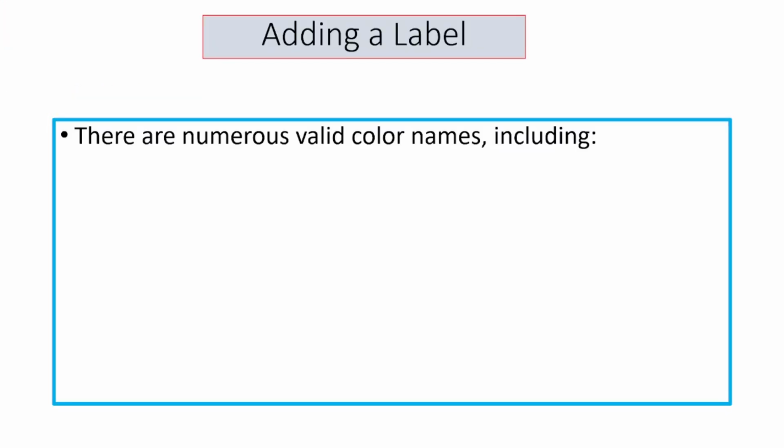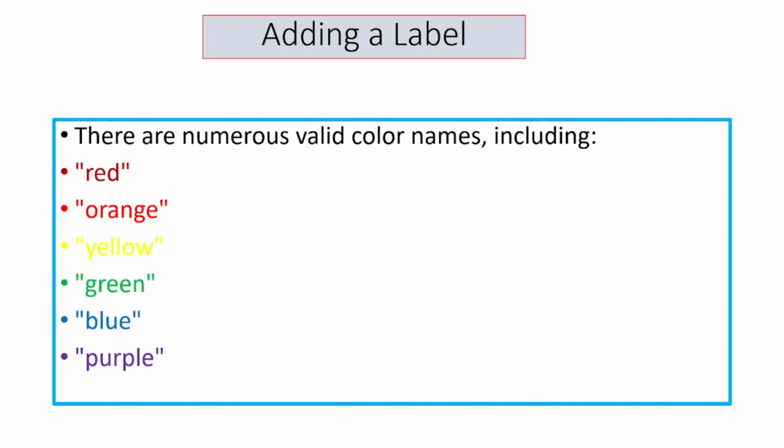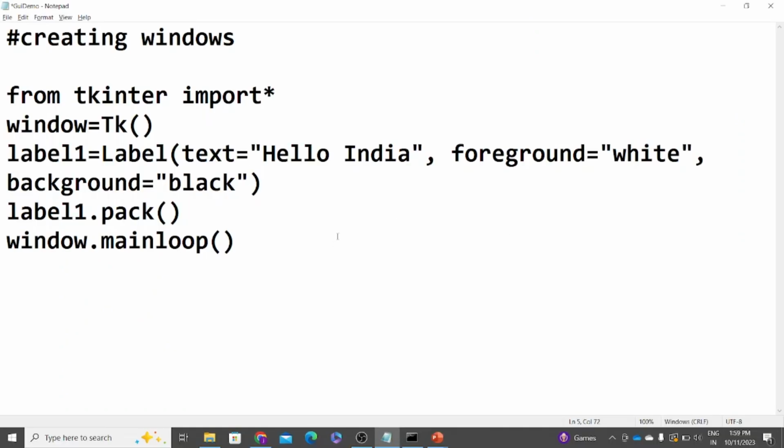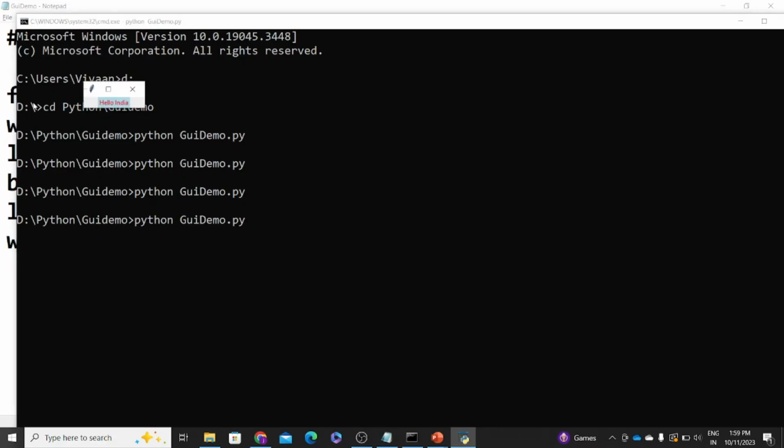Okay, now there are numerous valid color names, including red, orange, yellow, green, blue, and purple. Let's see the demo one by one. So now I'm changing the foreground color to red and background color to light blue. So that is also possible. Let's run this and see here, the light blue background and the foreground color of hello India is red.